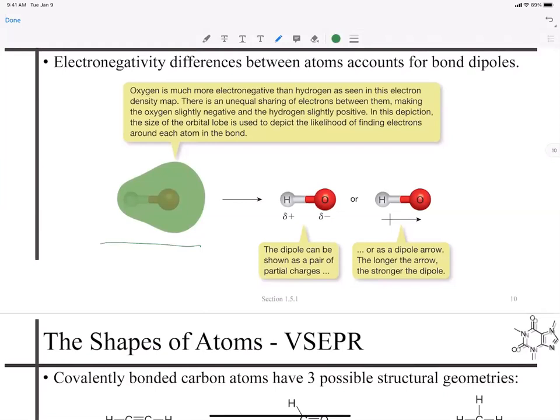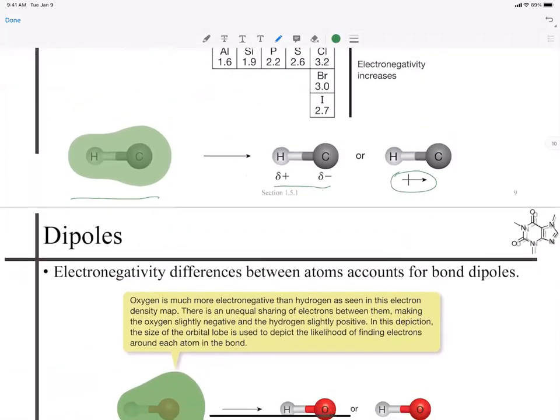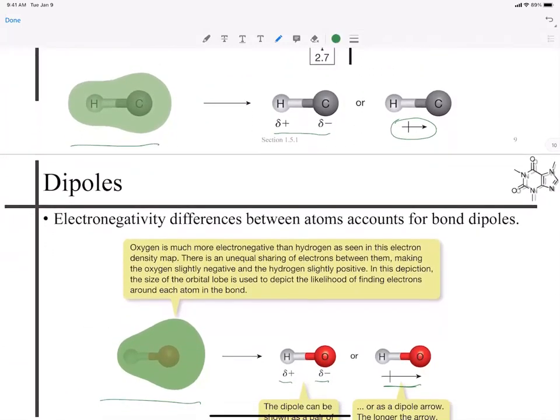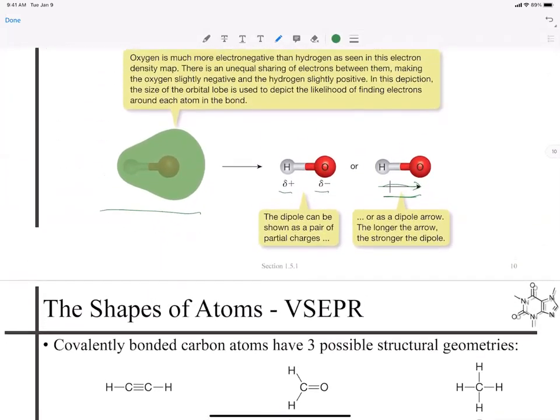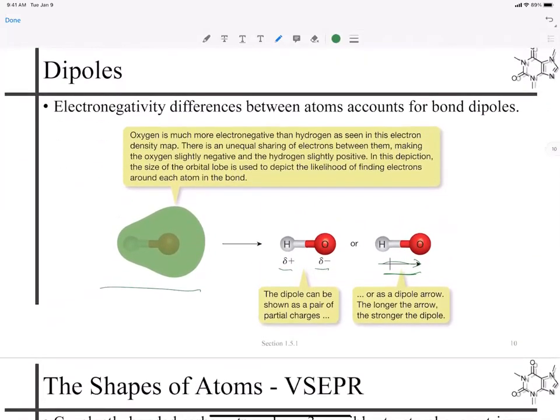Again, we could represent this bond as delta plus, delta minus, or as this vector. You'll notice that the vector they've drawn here towards oxygen is just bigger than the one in the previous example. That's to show the magnitude of that dipole. So oxygen-hydrogen bonds are definitely considered to be polar bonds.